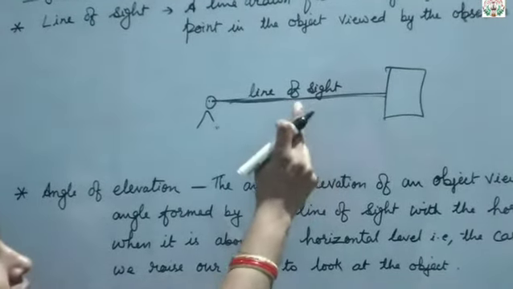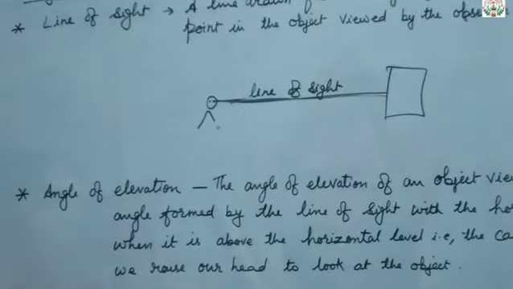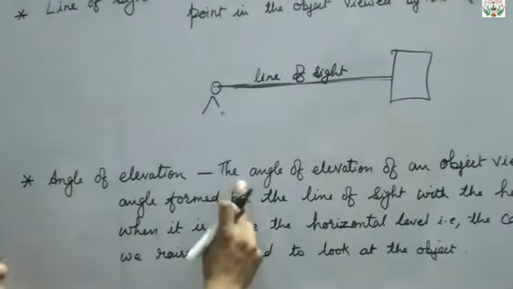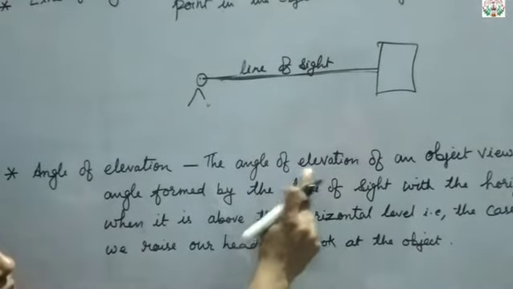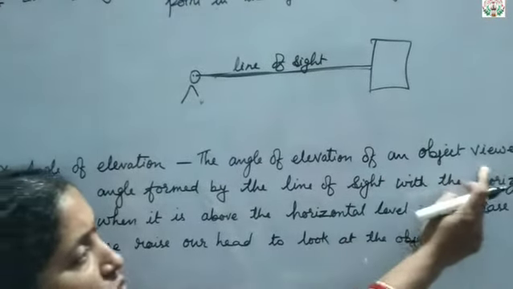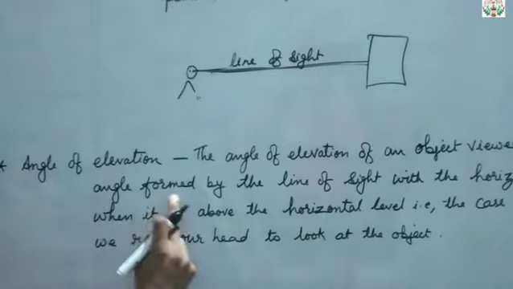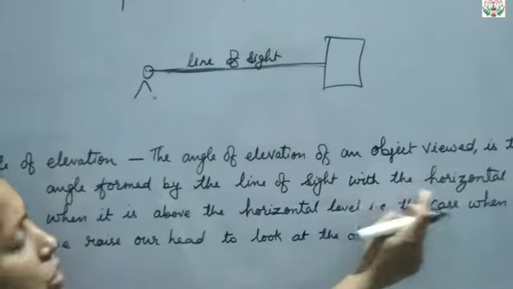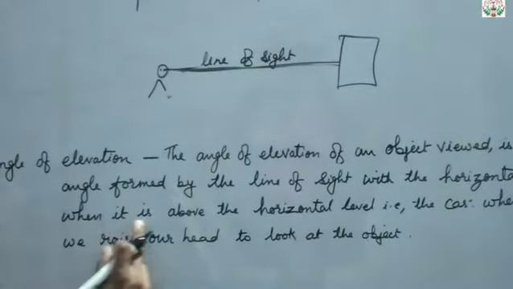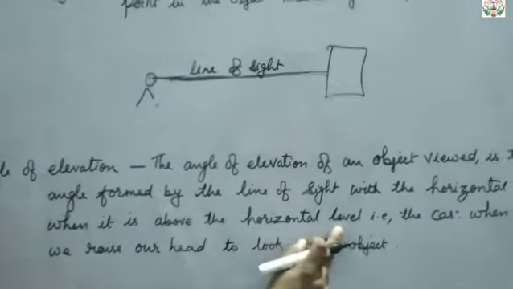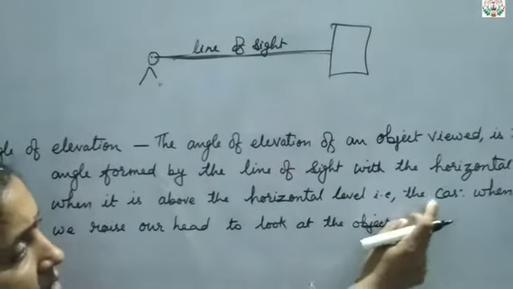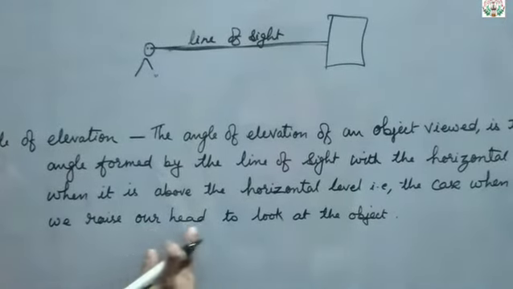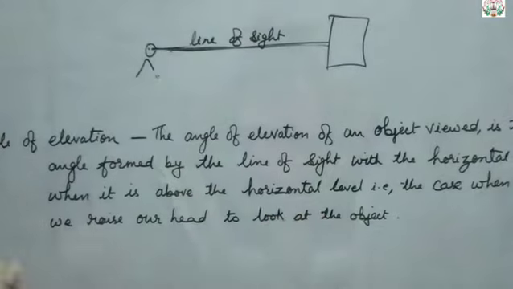So that is called line of sight. Now, angle of elevation means what? The angle of elevation of an object viewed is the angle formed by the line of sight with the horizontal when it is above the horizontal line. That is the case when we raise our head to look at the object.